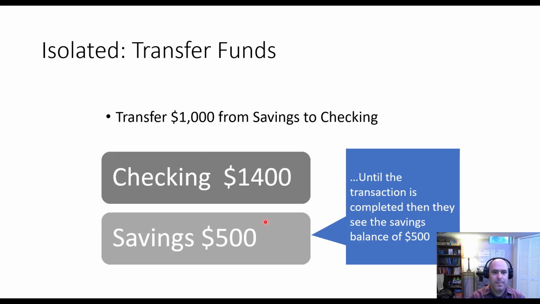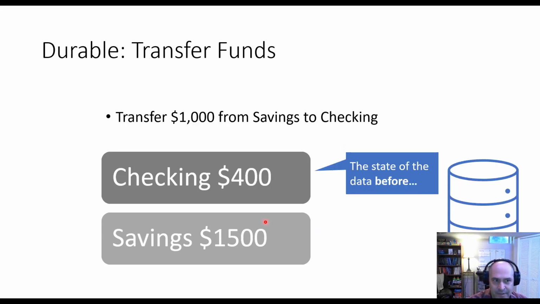And then they would see a balance of 500, right? And the numbers might change right underneath their nose, but what they wouldn't see is that intermediary state where there was 500 in one and 400 in the other account. Because that would be very confusing to people, right? They would say, what happened to $1,000? Okay. So what does durability mean then?